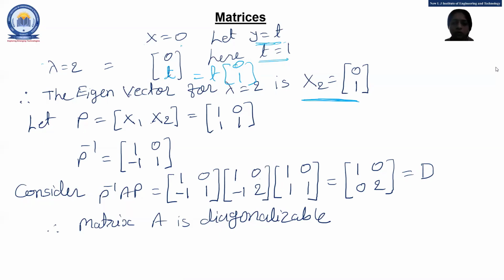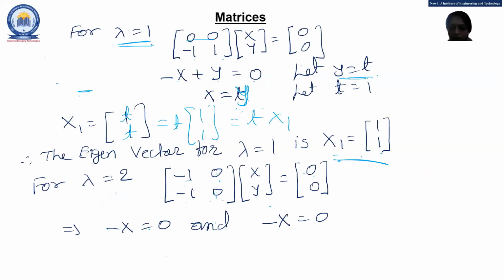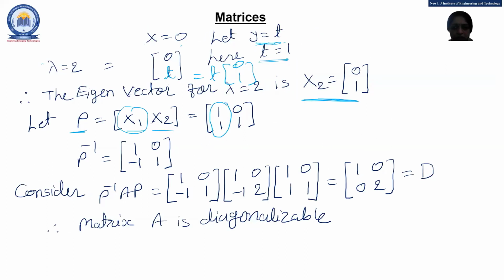So I'm going ahead. See, here P is x1, x2. x1 is our first eigenvector, that is 1, 1, and x2 is our second eigenvector, that is 0, 1. Now, for the 2 by 2 matrix, this one is P and this one is P inverse. For a 2 by 2 matrix, if I want to write P inverse directly, what is the rule? Anyone? Please raise your hand.